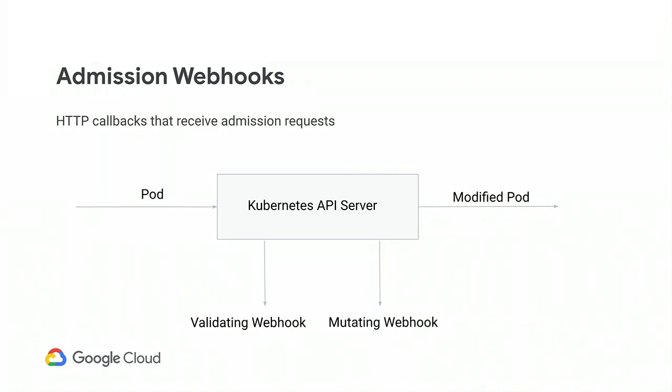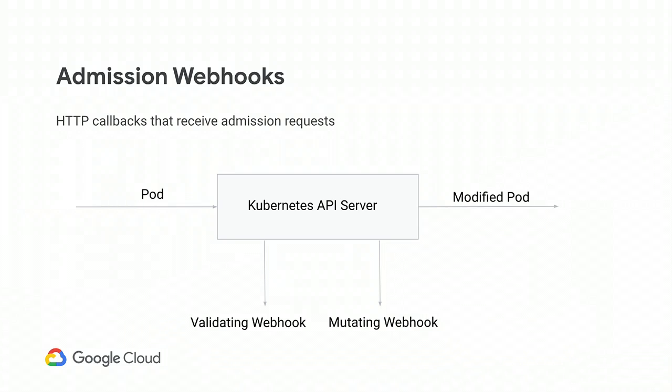Let's look at another extension point, which is mutating webhook. Let's say you have an incoming resource like pod, and the Kubernetes API server will call another HTTP API service, which can mutate the spec of the incoming resource. So in this case, you can modify the pod and then it will be persisted in etcd after going through.